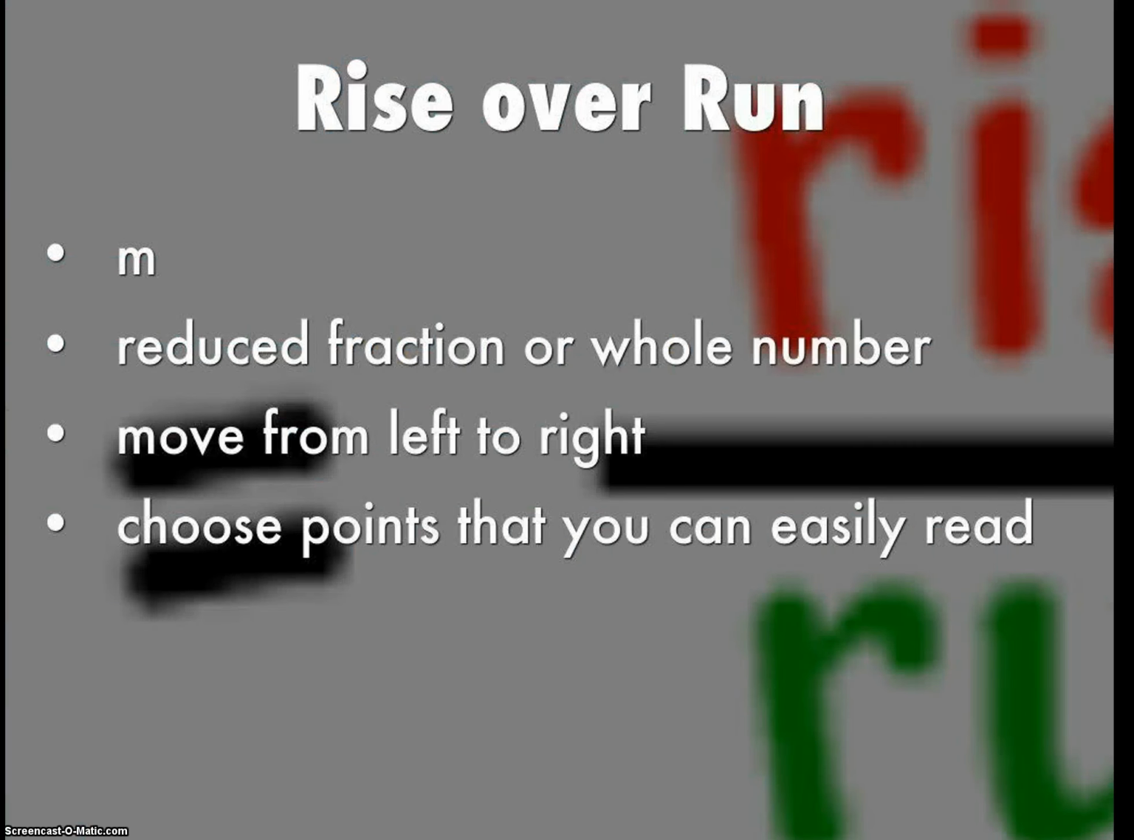So you will be finding out that slope is the rise over run. Rise over run, slope is always written as a reduced fraction or a whole number. You always move from left to right, the easiest way to do slope. Now, technically, you can start at any point and go to the other, but if you start from left to right, you're going to get your positives and negatives correct. You want to choose points that you can easily read. You can choose any 2 points and find the slope between those 2 points. You don't have to use certain prescribed points.